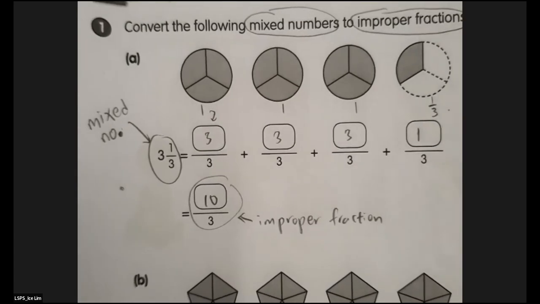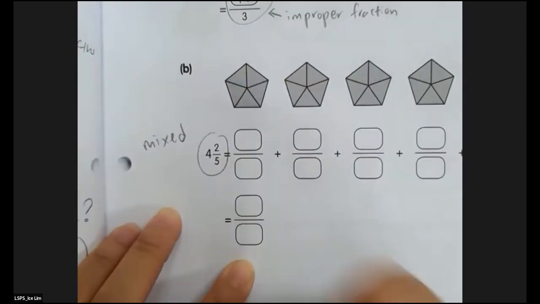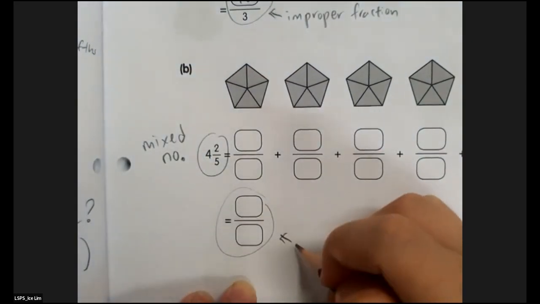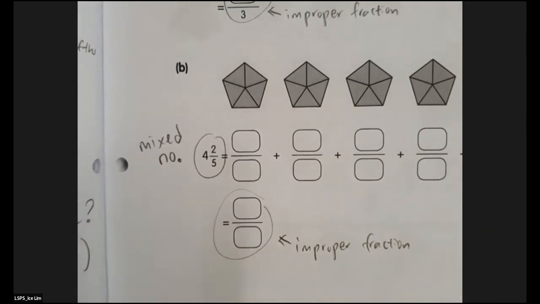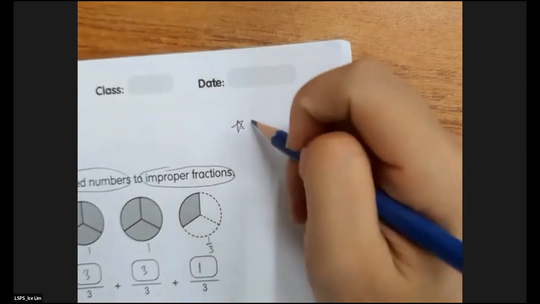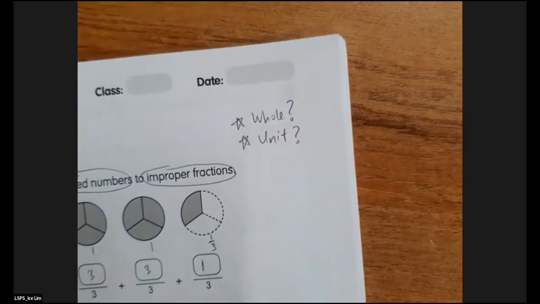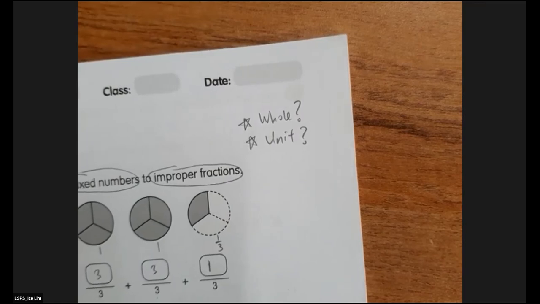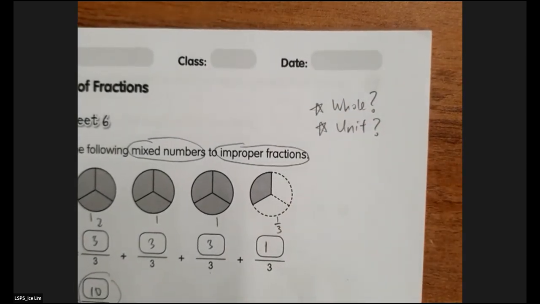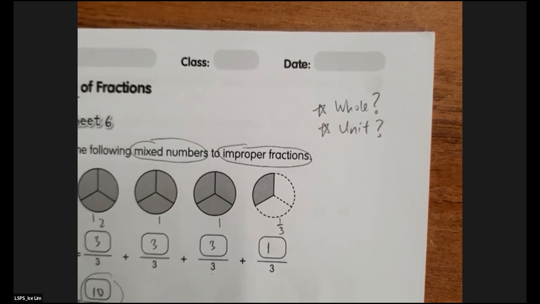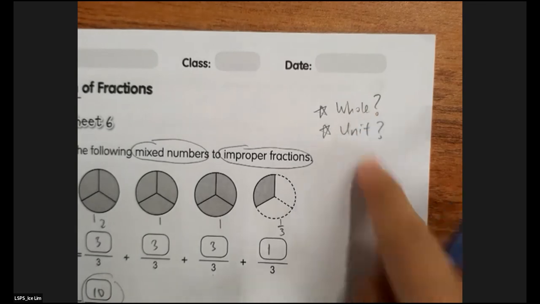Okay, so the next one shows from mixed number to an improper fraction. The key question here: what is the whole? And how do I know what's one unit? The whole tells us the denominator. The whole tells me how many parts make up one whole. It points us to pay attention to the denominator. And the unit fraction tells us what's the fraction of one part. Is that okay? So those are the key points to remember.